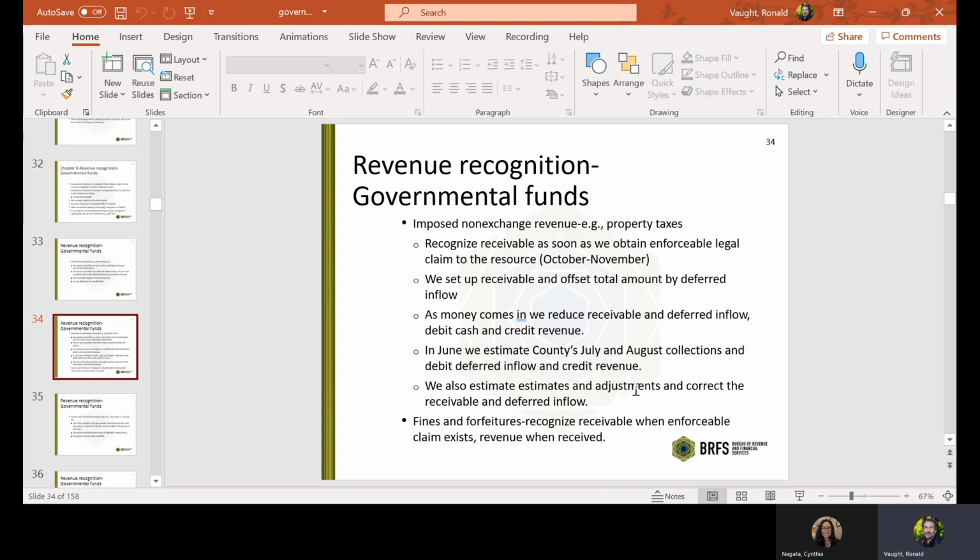We also make estimates and adjustments and correct the receivable and deferred inflow. So like in Oregon, if you pay your property taxes early, you get a discount. So you actually have to go back and reduce the original receivable setup because it wasn't really what was collected. And fines and forfeitures, we recognize the receivable when the enforceable claim exists and revenue when received.